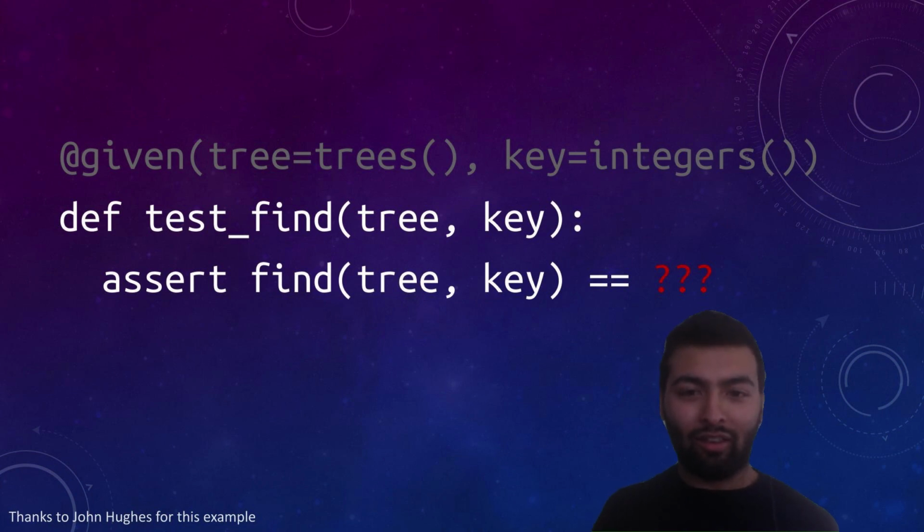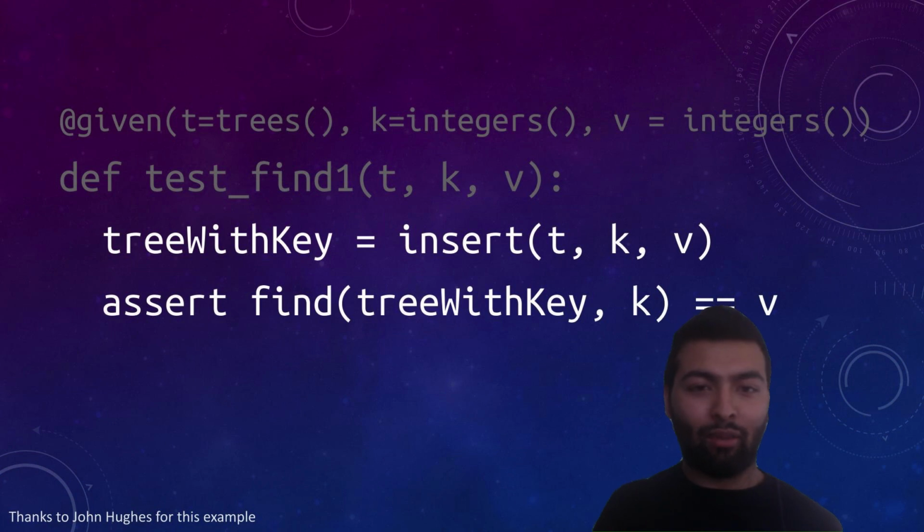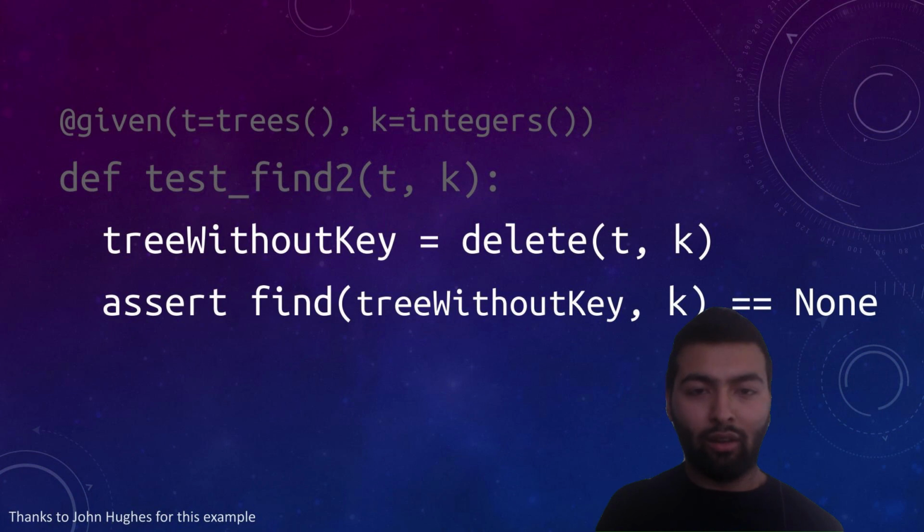Well, with a bit of creativity, you don't need to know what case you're in for a random tree. You can instead construct a tree for the case you want to test. What I mean by that is if we want to test the case where the key-value pair is in the tree, we'll take your random tree, insert the key-value pair into it, and now you know if you call find on that new tree with that key, you should get the value you expected. Likewise, if we want to test the case where the key definitely isn't in the tree, we take our random tree, we call delete on it, so either the key was already not in the tree or we've now removed it, and when we call find on the tree without the key, there should be nothing there.